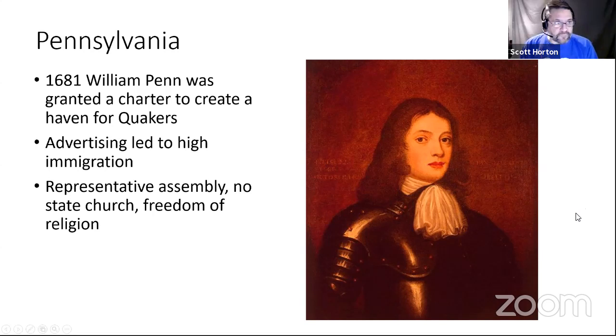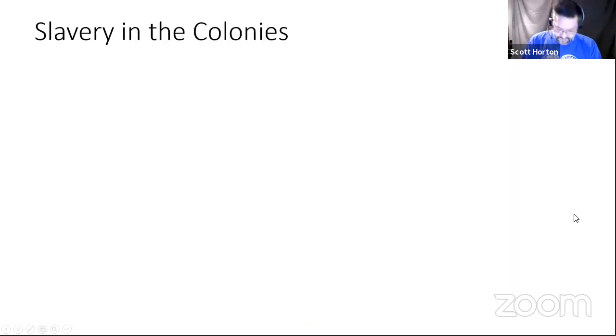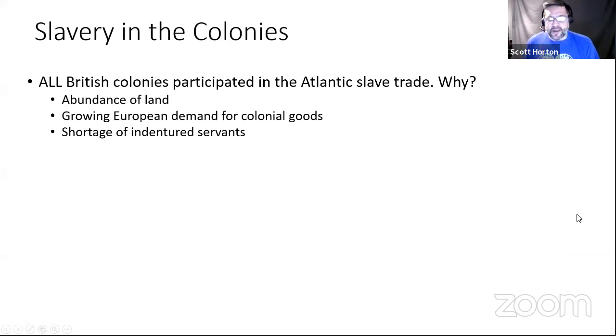And so finally, to wrap up this segment, is slavery in the colonies. So slavery, first of all, it's important to know all the British colonies, all 13 of them, participated in the Atlantic slave trade. And there's lots of reasons for that. There's land here in America. There's a growing European demand for colonial goods, especially agricultural goods, and eventually a shortage of indentured servants, especially in the late 1600s. So there's a turn towards using African slaves at that point.